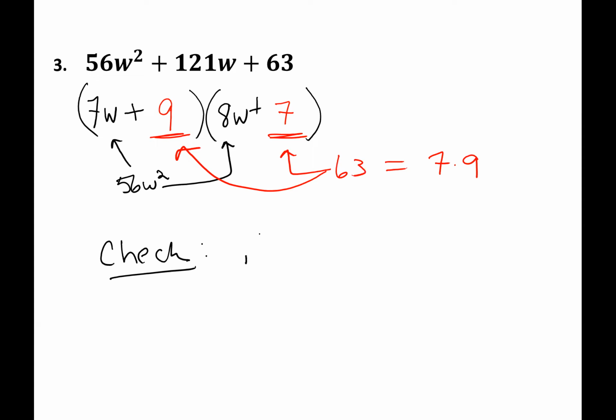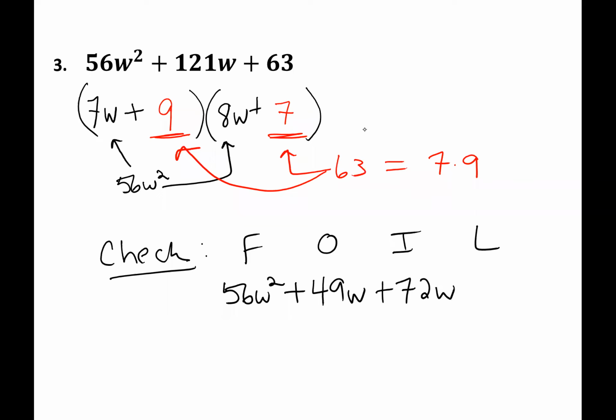My first terms, outside, inside, and last. Okay, so 7w times 8w, 56w squared. My outside terms, 7w times 7 is 49w. Inside terms, 9 times 8, that's 72w. Last terms, 9 times 7, 63.